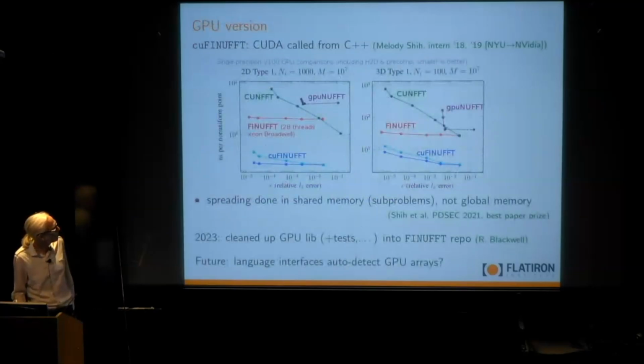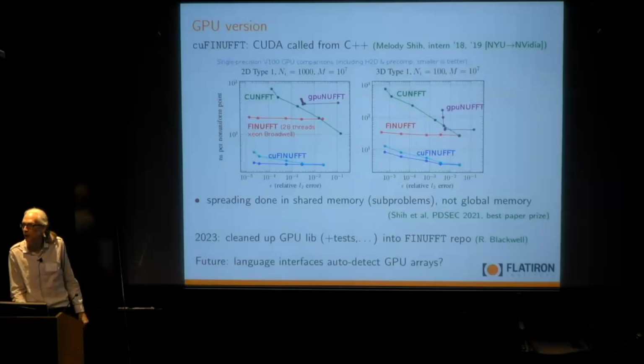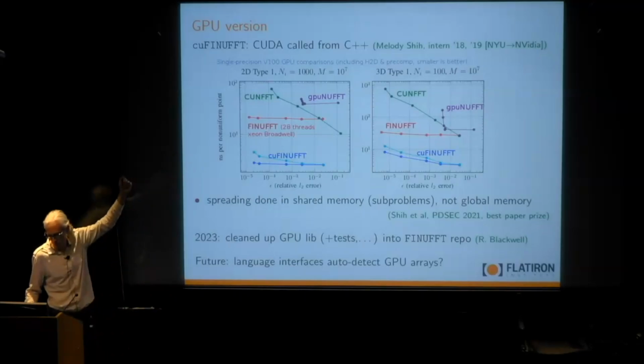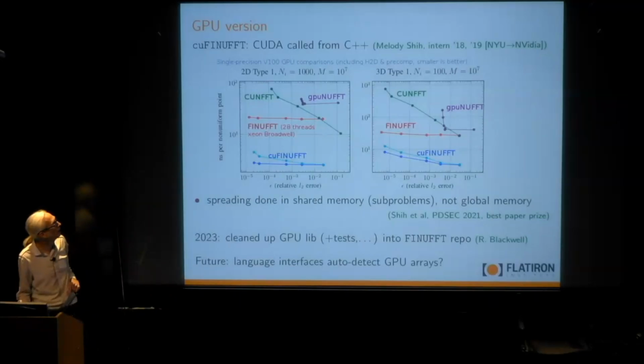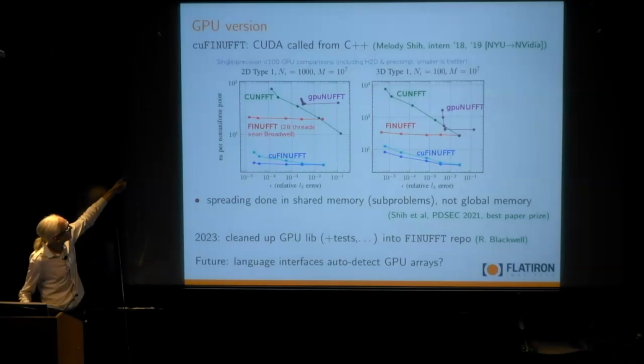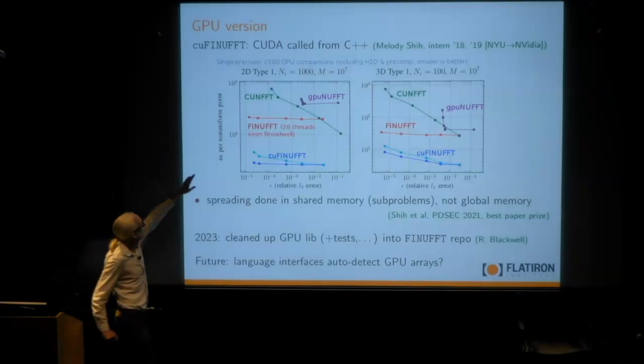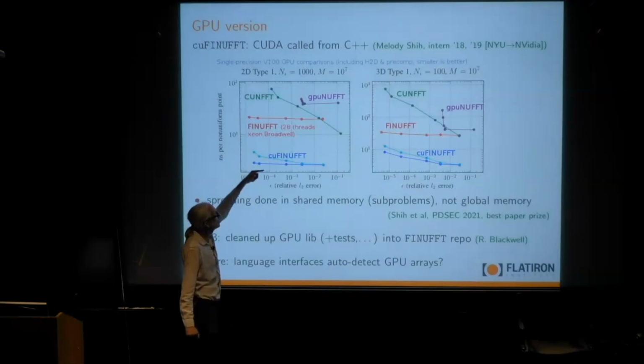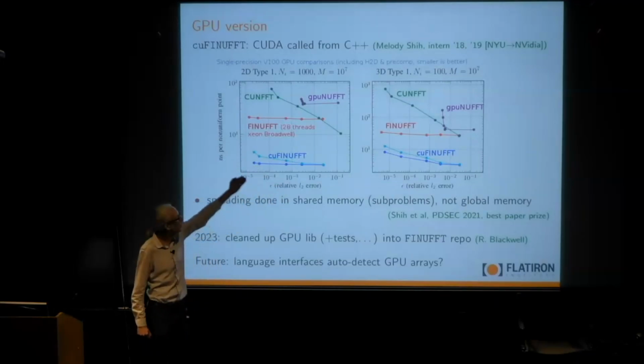Okay, I'll mention the GPU version, and you'll actually see a little performance plot. So Melody Shi wrote this. She was an intern here for 2 summers, and then I think partly based on this, got a job at NVIDIA in the cuFFT team. And so these are the GPU codes. We're showing nanoseconds per non-uniform point. So 3 nanoseconds means you're getting 300 million points per second.